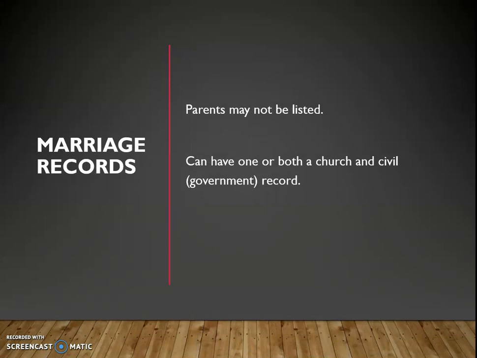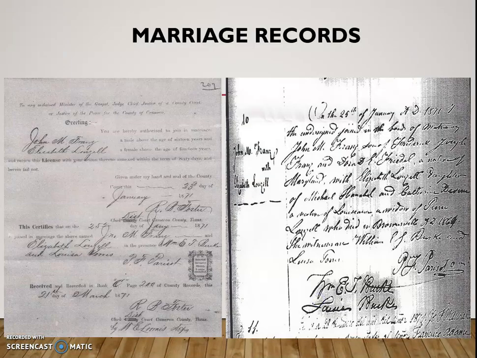Now, marriage records, know that it doesn't always have the parents listed on there, but it does on a church record. You can have one or both. You can have a church record as well as a civil or government record. Now, when you look at marriage records, the civil record is the one that you see on the left. That is the one that's done by the municipality where you're getting married. Same thing with the church.